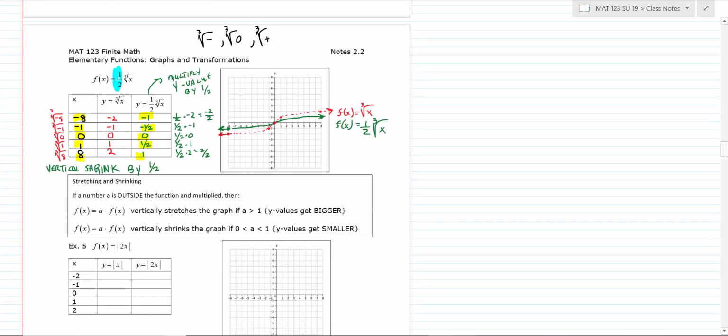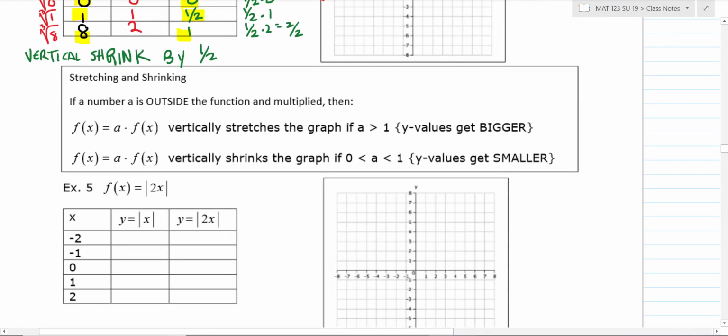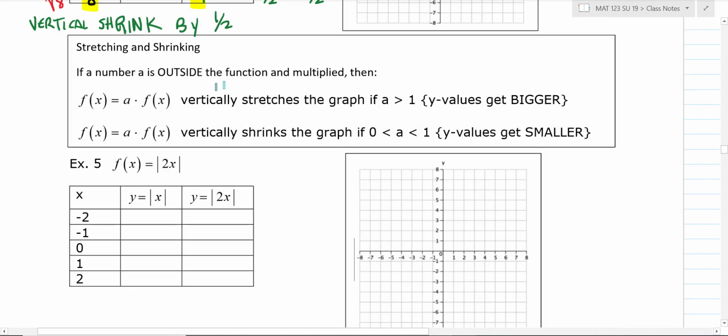Okay, so here's kind of how this works then. So stretching and shrinking, what we've looked at so far is if this number's outside. So that's outside the function. On the last two examples, that was outside of the elementary function. So if this number is greater than 1, the y values get bigger, therefore it vertically stretches. If this value of a is a fraction between 0 and 1, the y values get smaller, therefore it shrinks. Okay, that's the idea. Think about that.